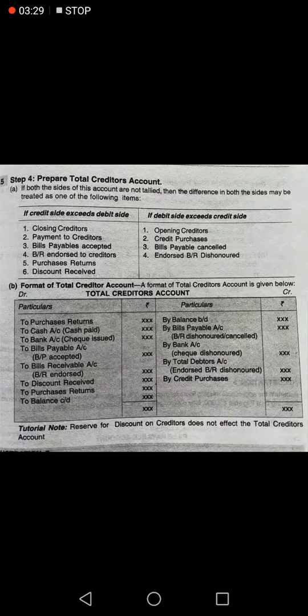creditors and bills payable always show a credit balance because they are liabilities. I want to make this point very clear. Assets always show a debit balance, liabilities always show a credit balance. Bills payable is a liability, bills receivable is an asset.